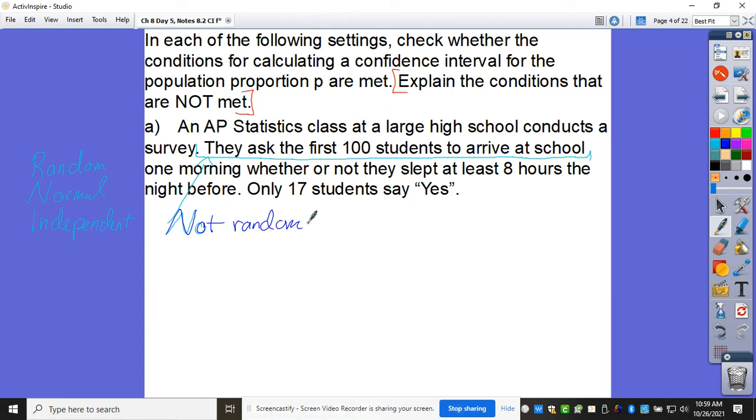What kind of sample is that? What's a good answer for what kind of sample that is? Convenience. Is that group going to be biased? Yes. There's something that's going to be very similar about the first ones who are here as opposed to the ones who are not the first ones to get here.